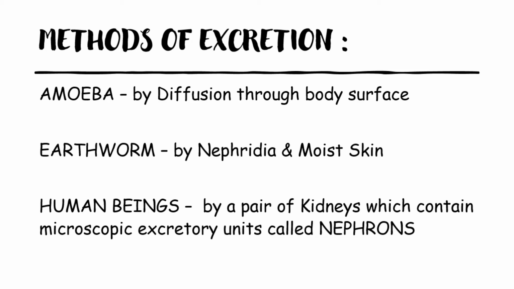In humans, a pair of kidneys are the main excretory organs. Each kidney contains about 1 million nephrons. Nephrons are thin microscopic tubules which form the main excretory unit.